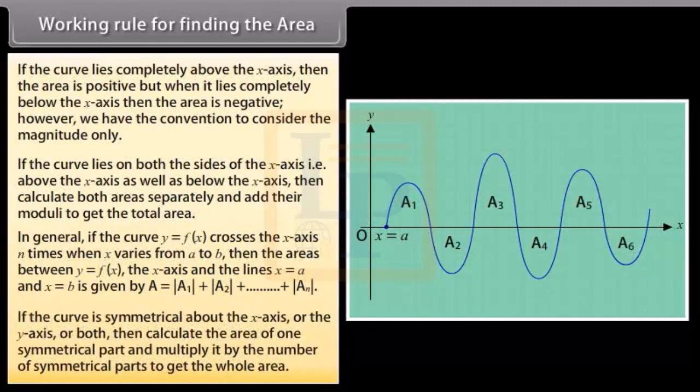If the curve is symmetrical about the x-axis or the y-axis or both, then calculate the area of one symmetrical part and multiply it by the number of symmetrical parts to get the whole area.